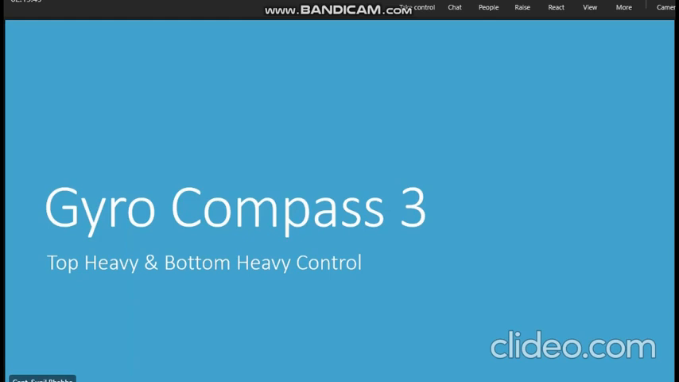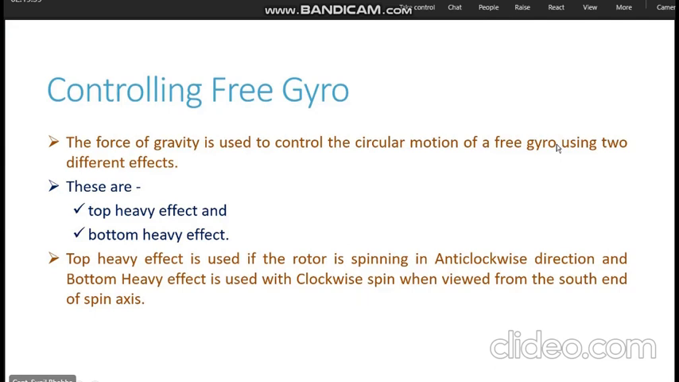The next step of conversion is controlling the gyro, and that is done using a top heavy or a bottom heavy control. Now for controlling the free gyro, we use the force of gravity. The force of gravity is used to control the circular motion of a free gyro using two different effects. These effects are known as the top heavy effect and the bottom heavy effect. We will discuss these effects one by one.